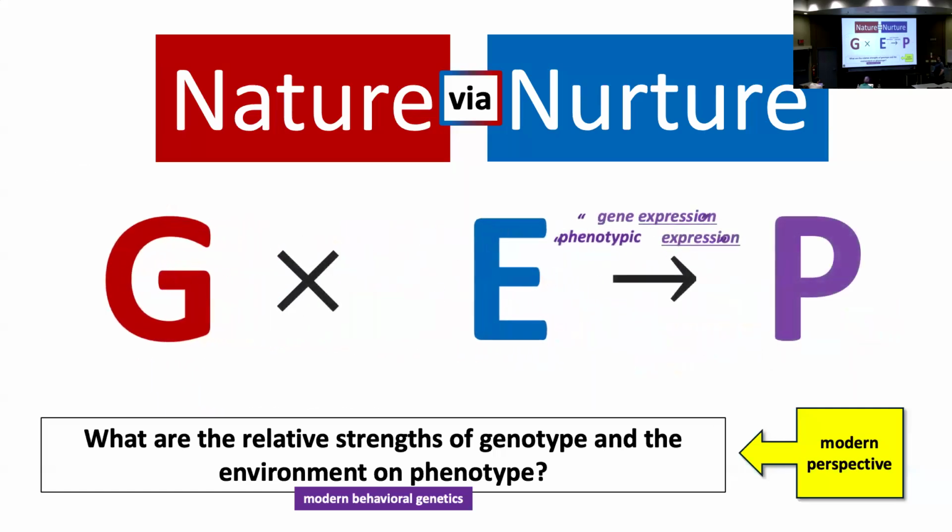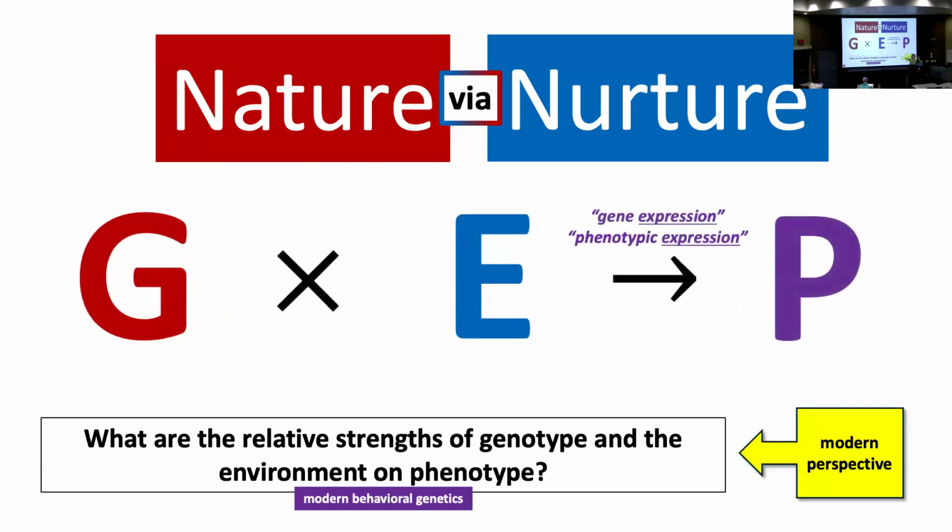Okay. So G by E to P, gene expression, phenotypic expression. That's the big thing. What are the relative strengths of genotype and environment? Heritability is one way we capture that. If you have a trait that has high heritability, then the gene is driving things in the population. The variation you see in the population is due to the genes. If something has low heritability, then the variation you see in the population is just random variation.